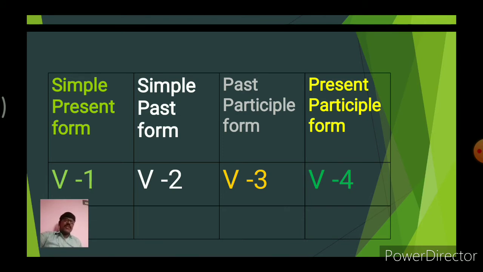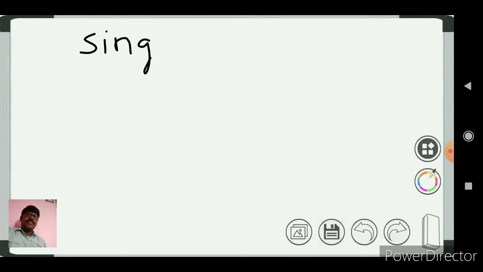So friends, let us practice. I'm writing the verb sing. S-I-N-G, sing. So friends, whether it is the main verb or the auxiliary verb. Yes, tell me. Yes, exactly, it is the main verb. Next, tell me whether it is the action verb or the state verb. Yes, exactly, it is action verb.